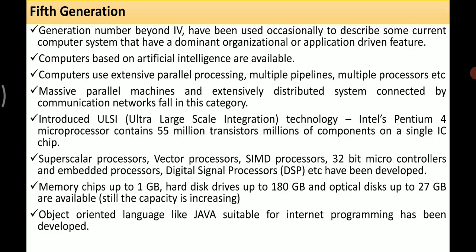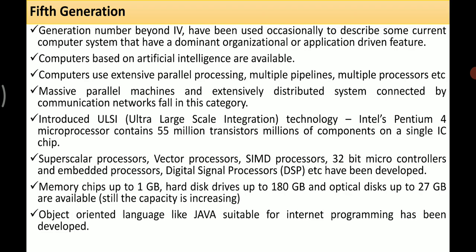Here superscalar processors, vector processors, SIMD processors, 32-bit microcontrollers, embedded processors, and digital signal processors have been developed. So there are different kinds of processors that were developed during this generation, and these were developed during this period.